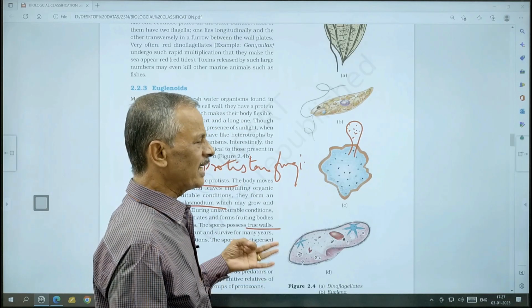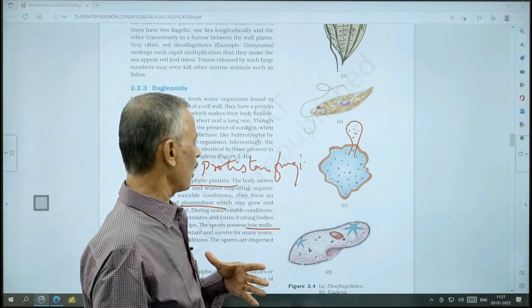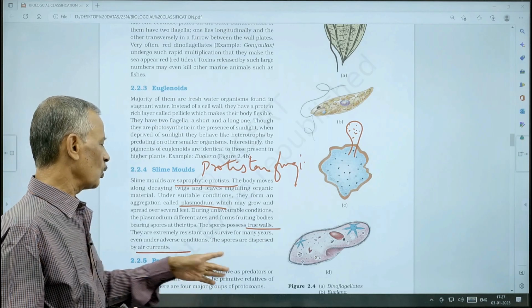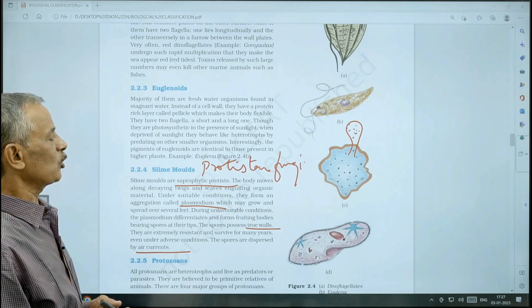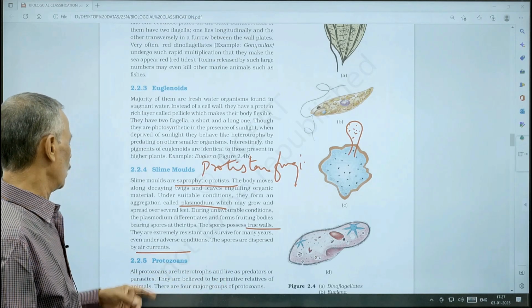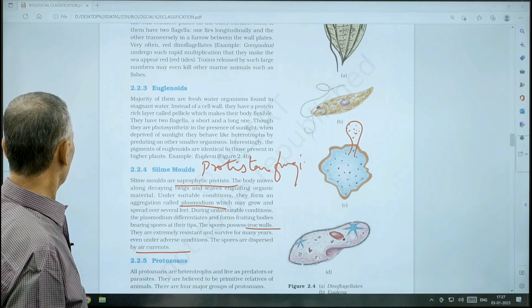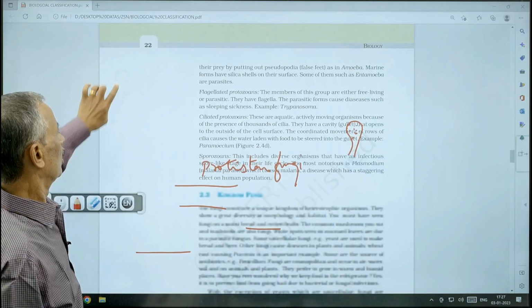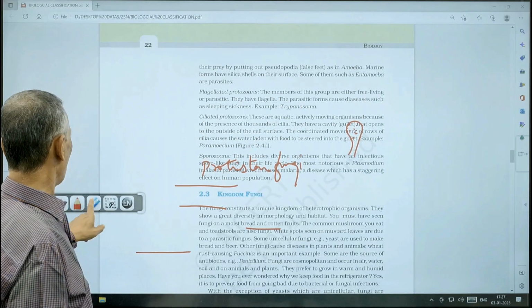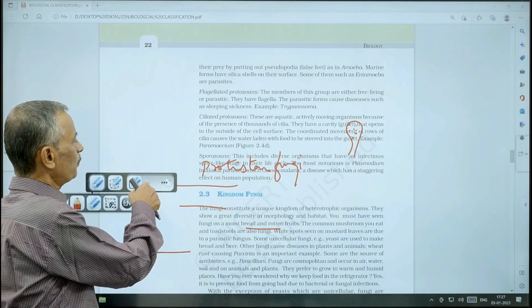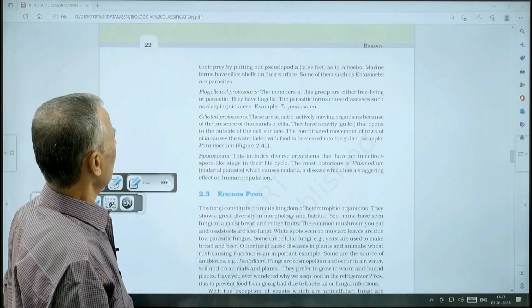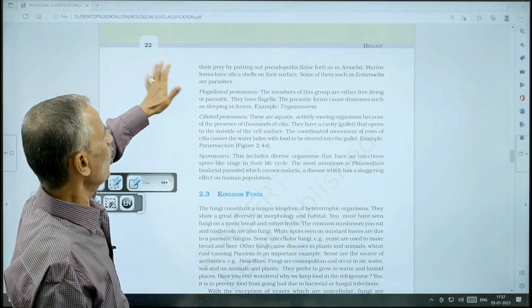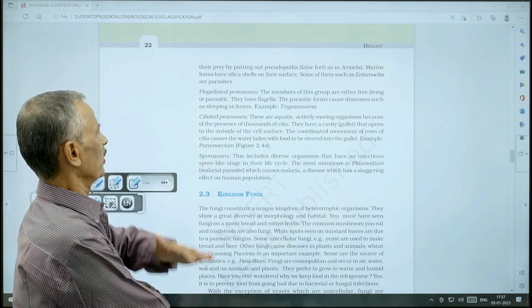Their nutrition is exactly like animals. So it's called holozoic. They may be living as holozoic organisms, taking in complex food material. They may be living as predators or they may be living as parasites, okay, on the body of other organisms. We have four major groups of protozoans based upon the type of locomotor structure. We classify them into flagellated protozoans, ciliated protozoans, amoeboid protozoans, and sporozoans.